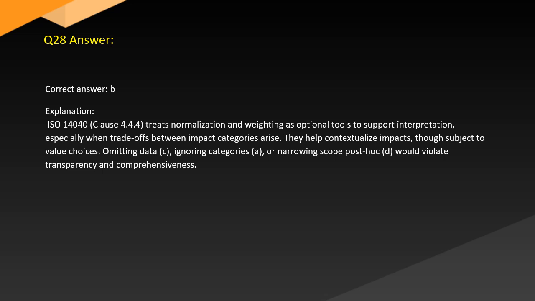Answer. Correct answer: B. Explanation. ISO 14040 Clause 4.4.4 treats normalization and weighting as optional tools to support interpretation, especially when trade-offs between impact categories arise. They help contextualize impacts that are subject to value choices. Omitting data (C), ignoring categories (A), or narrowing scope post hoc (D) would violate transparency and comprehensiveness.